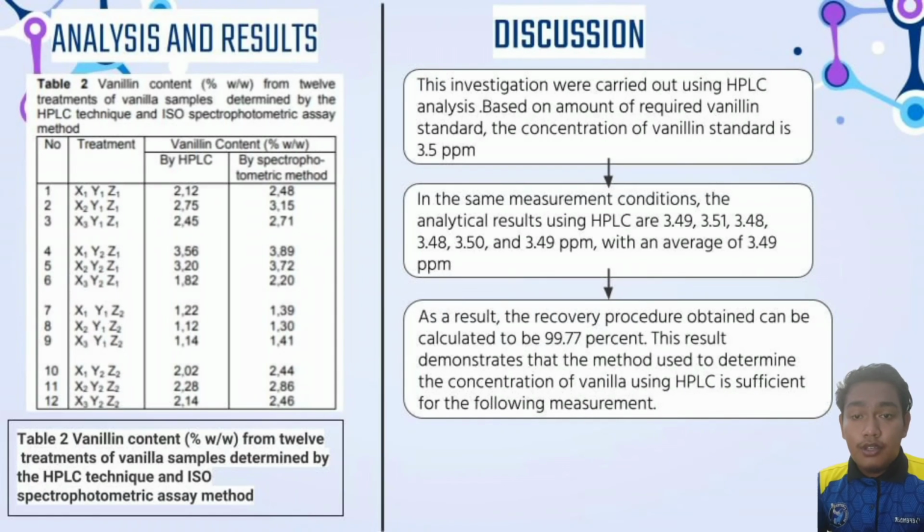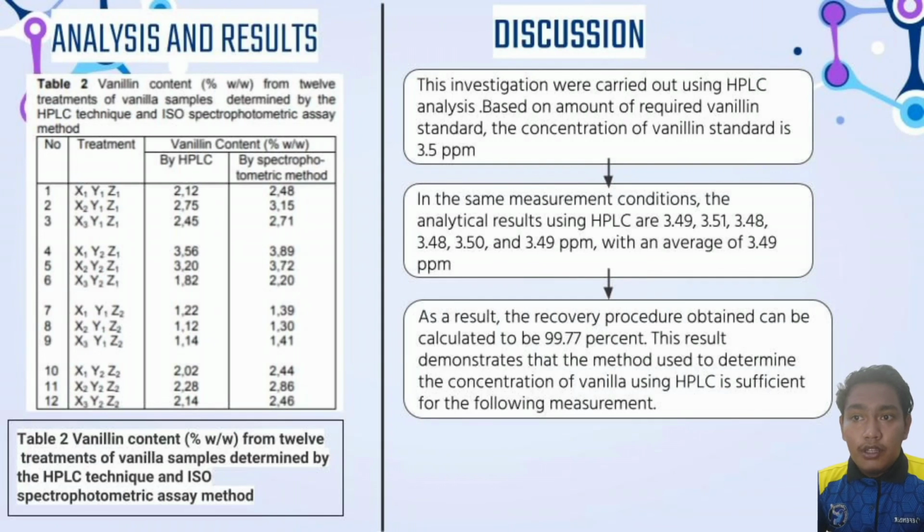Now we move to the discussions. This investigation was carried out using HPLC analysis. Based on the amount of the required vanillin standard, the concentration of vanillin standard is 3.5 ppm. In the same measurement conditions, the analytical results using HPLC are 3.49, 3.51, 3.48, 3.48, 3.49, with the average of all the results being 3.49 ppm. As a result, the recovery obtained can be calculated to be 99.77%.